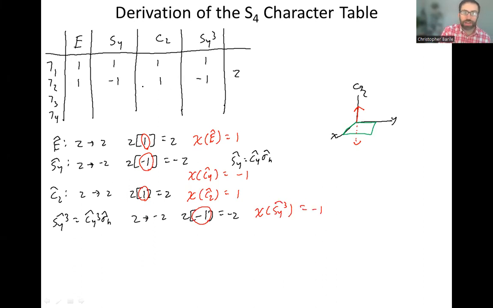Okay, so this allowed us to derive another irreducible representation. Next vector I like to test is x. So let's do the same sort of thing. And here when we do identity on x, again, we get x going to x. When we do an S4 on x, what happens? Well, let's draw out our x vector.